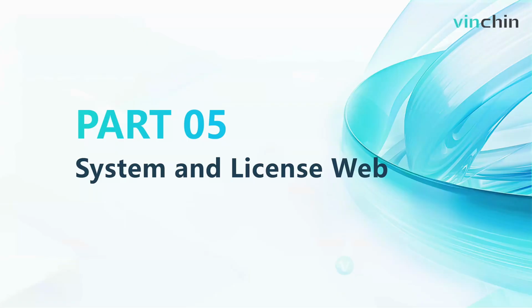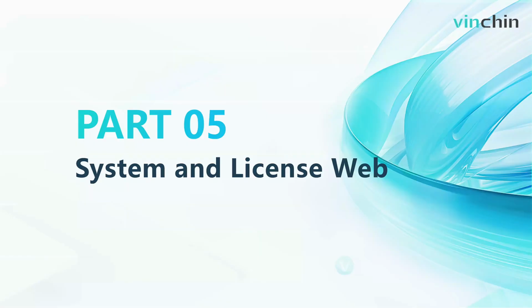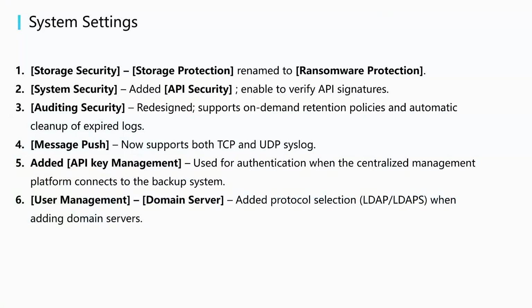And in the system and license web. For the storage security, we renamed it to ransomware protection. And in the system security, we added the API security, enabled to verify API signatures. And in the auditing security, redesigned and supports on-demand retention policies and automatic cleanup for expired logs.